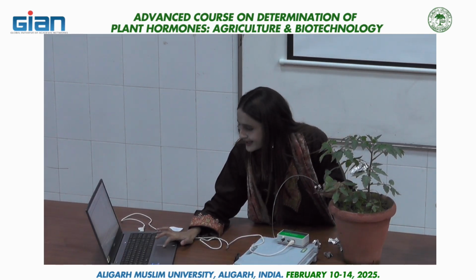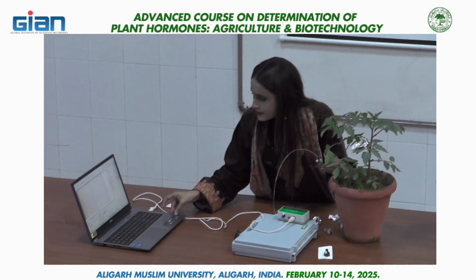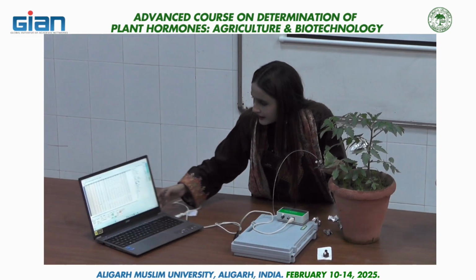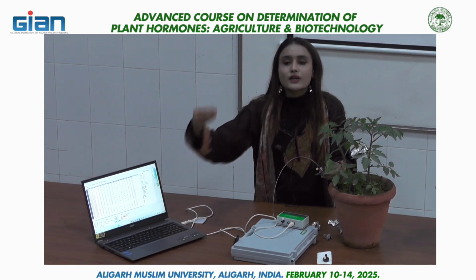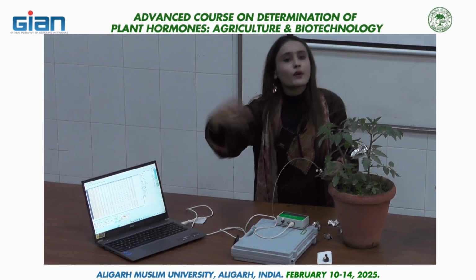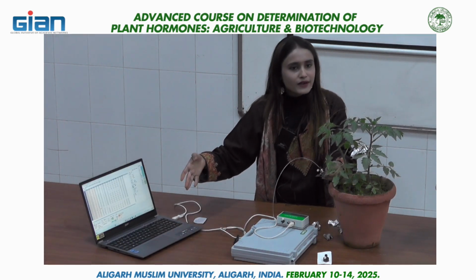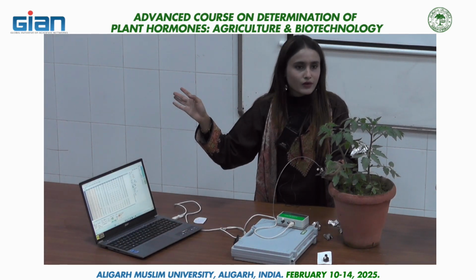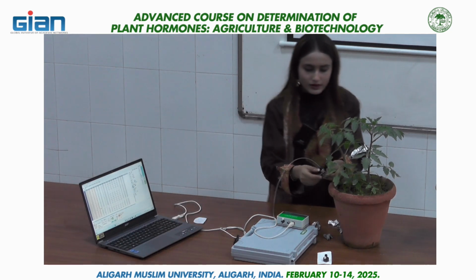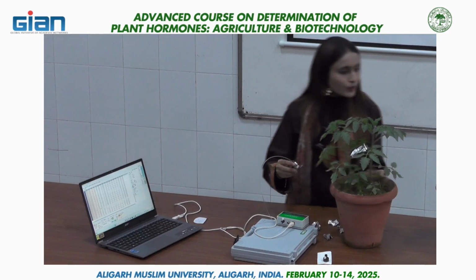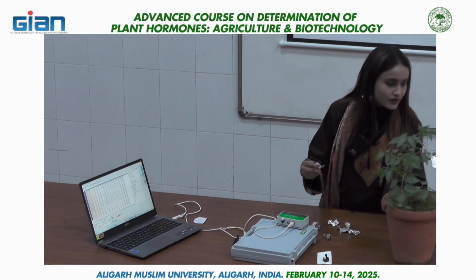We can also take set here. By set light, we can get different readings such as QP, QN, QL, NPQ. It totally depends on you whatever reading you have to take. Suppose if you only have to take Fv by Fm, then there is no need to go for all this. But if you want to take QN, QL, then you can take them by using this. Now moving to the next, which is the stressed plant.